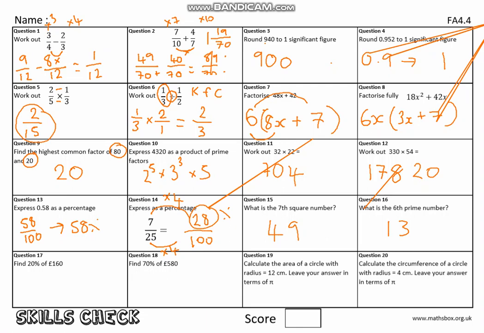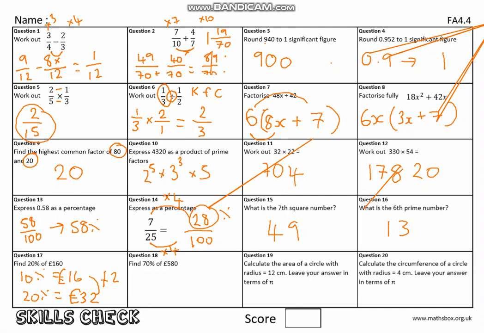Next up, we're finding 20% of £160. So we're going to find 10% first of all, by dividing that by 10. So if I divide 160 by 10, I get £16. So then if I want 20%, all I've got to do is times that by 2. So that would equal £32, okay? So that would be my 20% there.